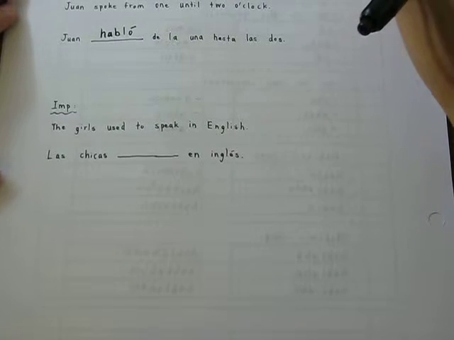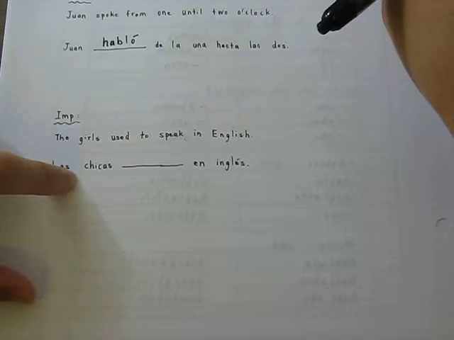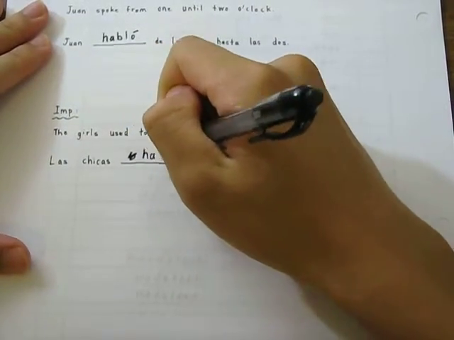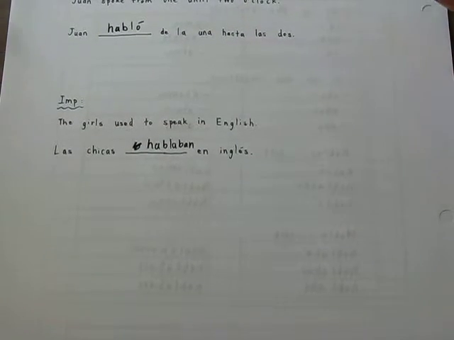Now, the imperfect is used for actions in the past that are not seen as completed. So use of the imperfect tense implies that the past action did not have a defined beginning or defined end. So if I were to translate the sentence, the girls used to speak English into Spanish, I would say, las chicas hablaban inglés. Because there really is no defined beginning or ending. Did they stop speaking English a year ago, yesterday, this morning? There really is no defined boundary.